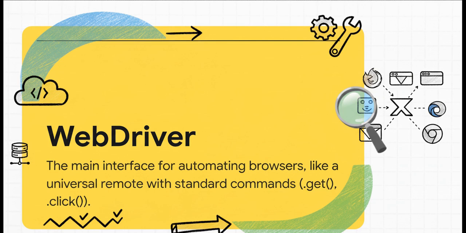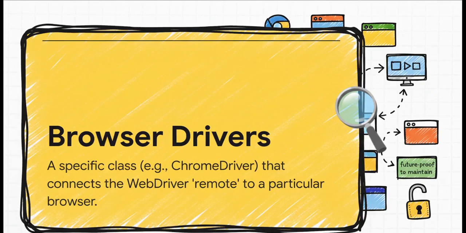It knows all the standard commands, but right out of the box, it has no idea if it's supposed to control your TV, your soundbar, or anything else. It's generic on purpose. And that is exactly where the specific browser drivers come in. Think of Chrome driver as the special adapter that makes your universal remote talk to your specific TV. Firefox driver is the adapter for Firefox. Each one is a translator, taking the remote's standard commands and making them work for one specific browser.